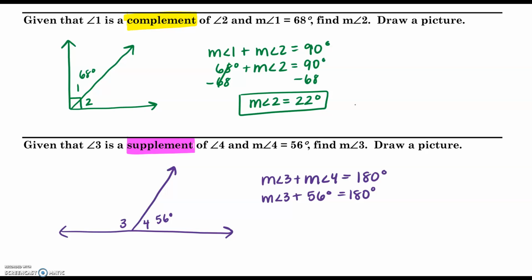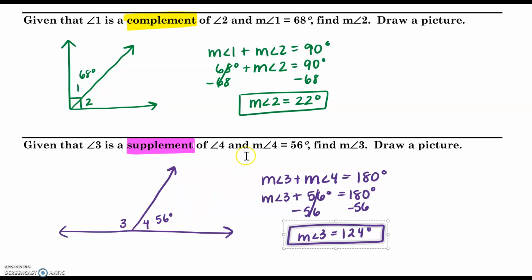Here I am going to subtract 56 from both sides. So the measure of angle 3 is equal to 124 degrees. So remember, supplement, supplementary, they must add up to 180 degrees.